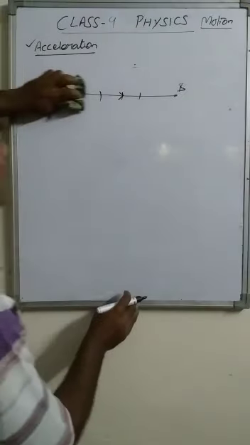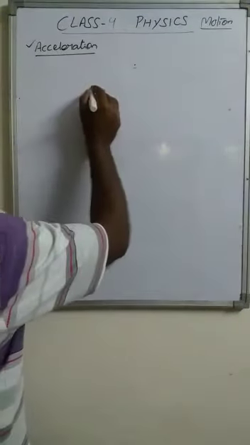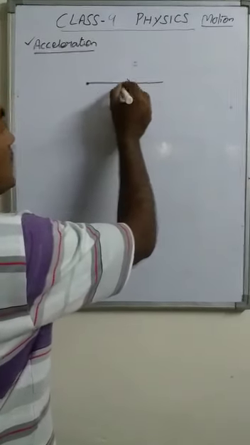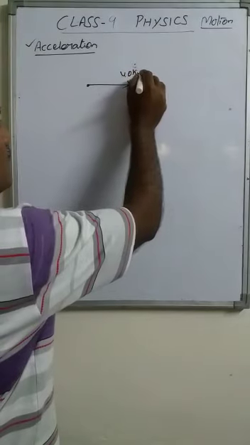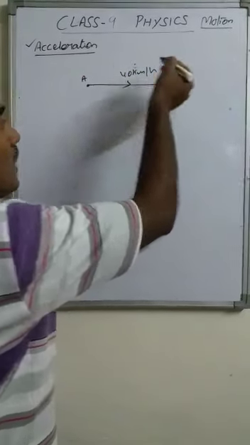Suppose, changing the direction, I give an example. You are traveling in a vehicle and the vehicle is traveling in this direction. Suppose the speed is 40 km per hour. It is constant from A to B.